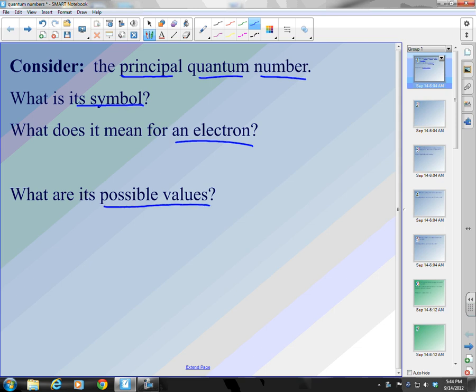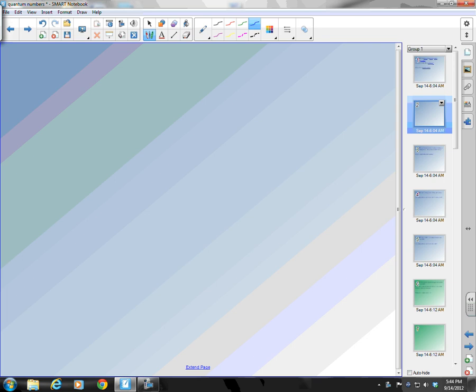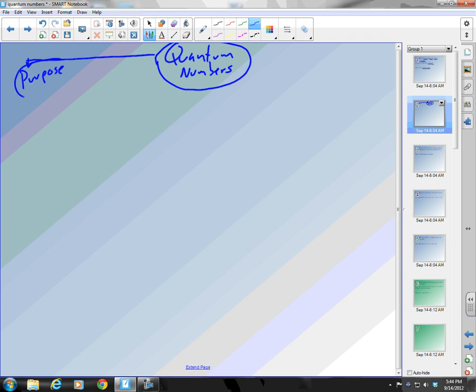Okay, I think we need some notes, right? Good. So let us start over here. Let's say quantum numbers. Well, I think the place to begin with quantum numbers is first of all, who cares? Why should we care about this? What's the purpose? What are we trying to achieve with quantum numbers? Well, the purpose is really that we're trying to characterize every electron in an atom. Good. Now, how are we going to do that?